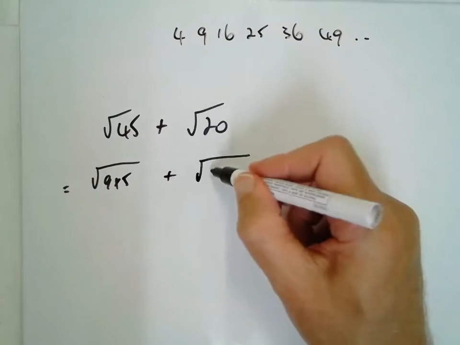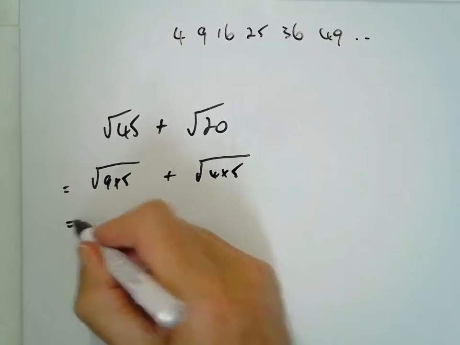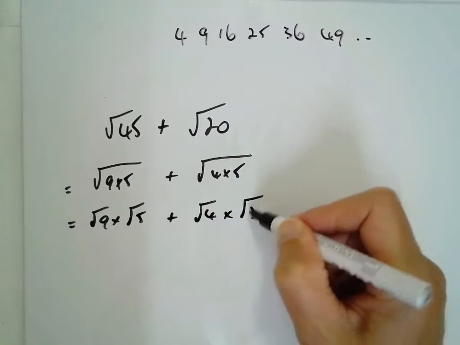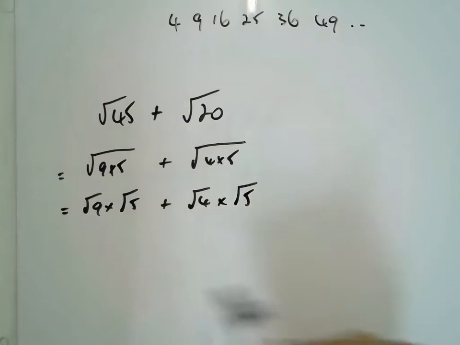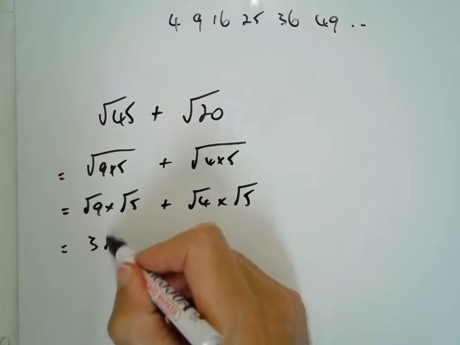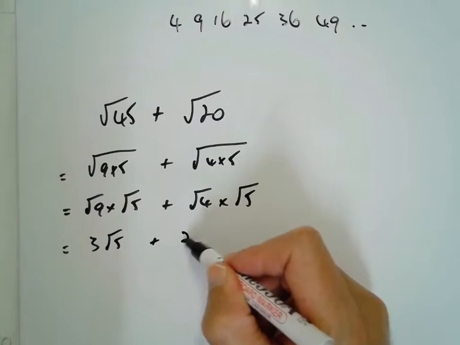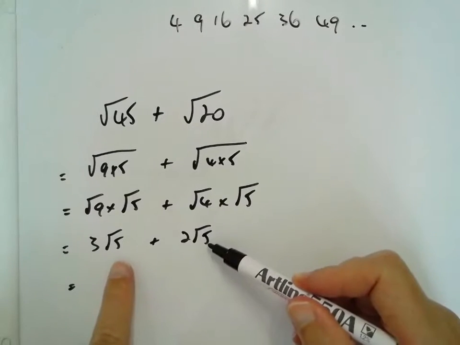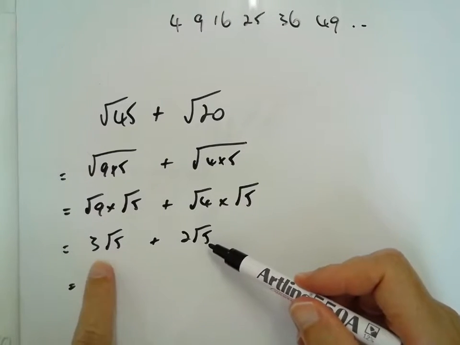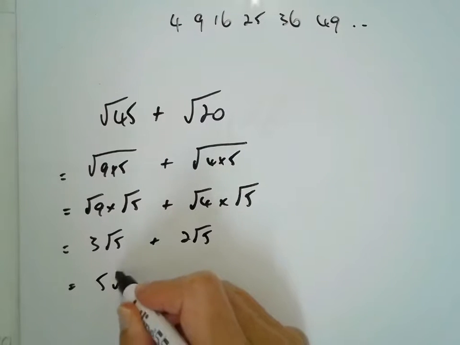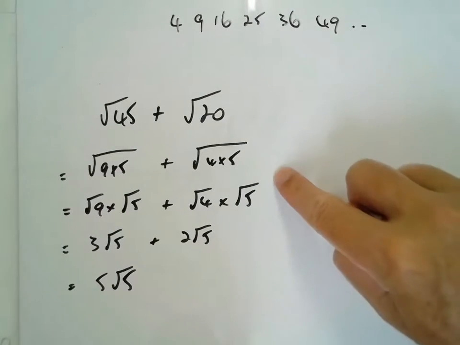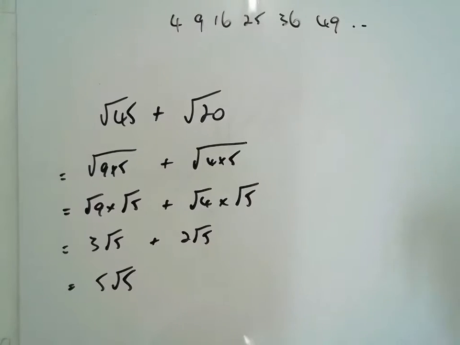20 is 4 times 5. You can see this setting out is exactly the same as the last video. So that's 3 root 5 plus 2 root 5. And because we've simplified, we can now see that these are actually like terms. 3 root 5 and 2 root 5 is 5 root 5. So you've got to practice as much as you can so you can see what to do, because when you know what to do, it is so easy.